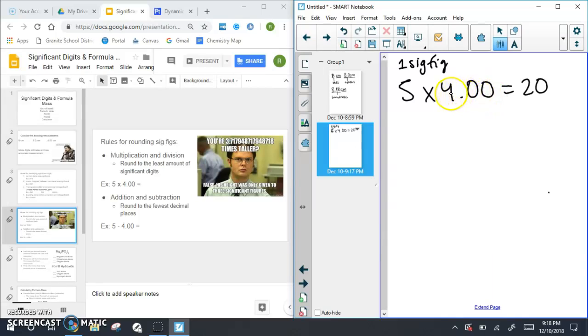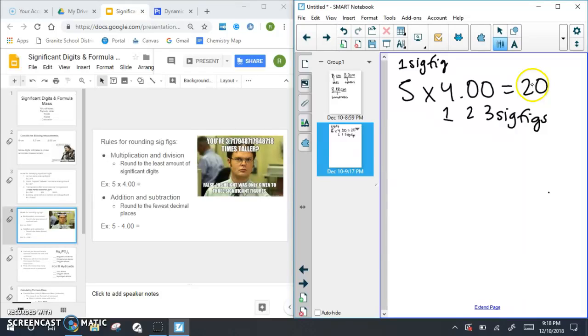This 4 we know is a sig fig, so I'm going to put a 1 right here. This 0.00, are these zeros leading or trailing behind the non-zero? They're trailing. And is there also a decimal point? There is. So these zeros are actually significant. We have 2 more, meaning that this thing really has 3 sig figs.